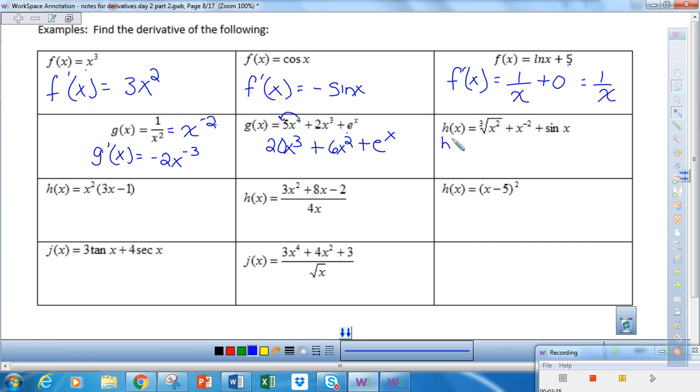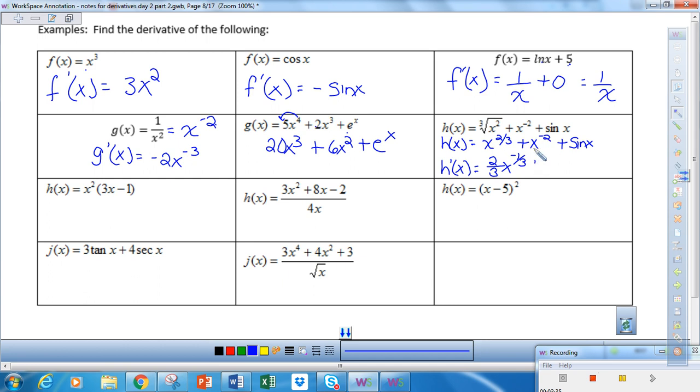For this one, it may make our life easier to rewrite this as x to the 2/3. And once it's written as x to the 2/3, I can now take the derivative of this. I can use the power rule. So the derivative, 2/3 drops, and I subtract 1 from 2/3 and get negative 1/3.